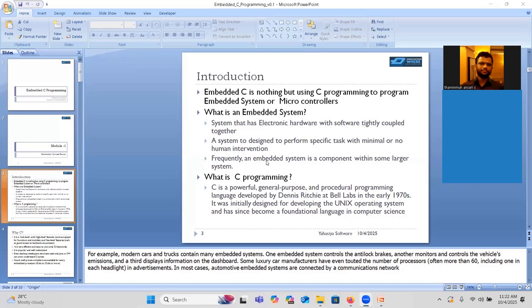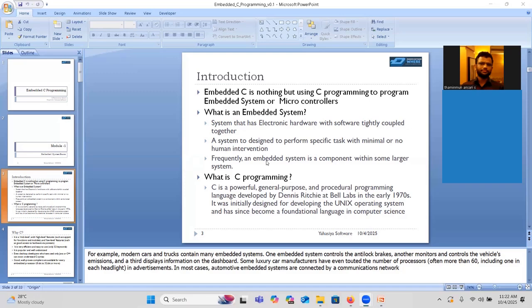Frequently, an embedded system is a component within some larger system. For example, the instrument cluster is a module in a car. Like that, we have different modules: infotainment modules, audio control unit, telematic unit. Every one of them is a mini microcomputer.